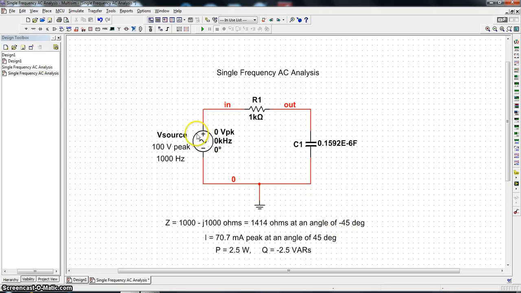So when you calculate the current flowing in by taking the voltage and dividing by the impedance, you get 70.7 milliamps peak at an angle of plus 45 degrees, since the current flowing into the circuit will lead the voltage at the input. Of course, the voltage on the capacitor will lag the current by 90 degrees.